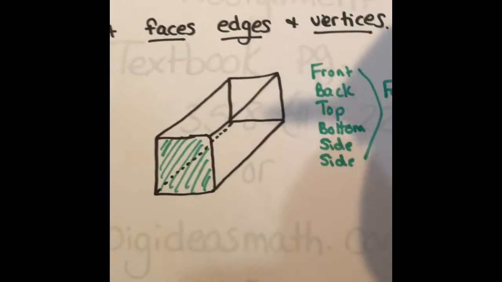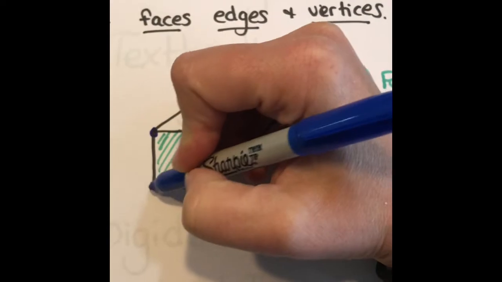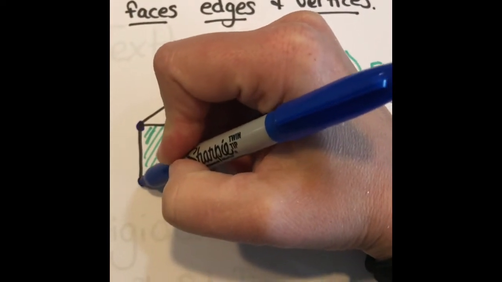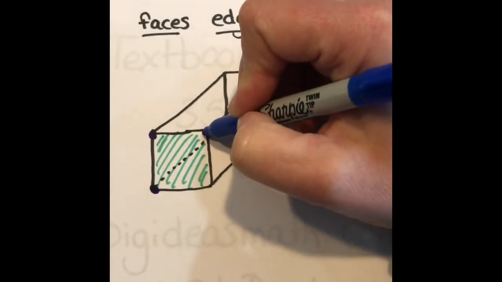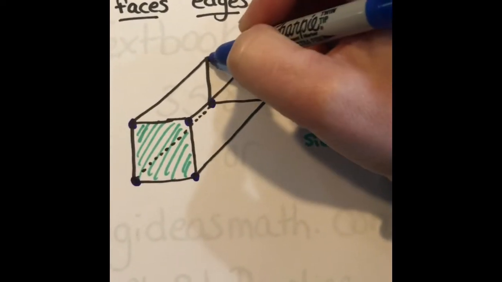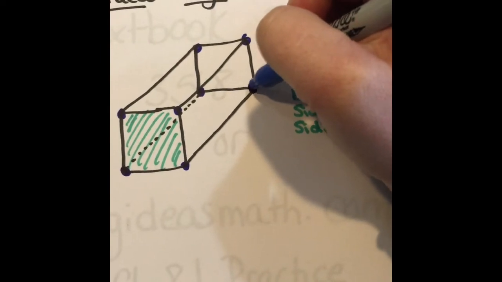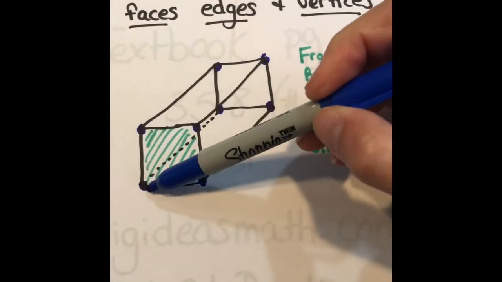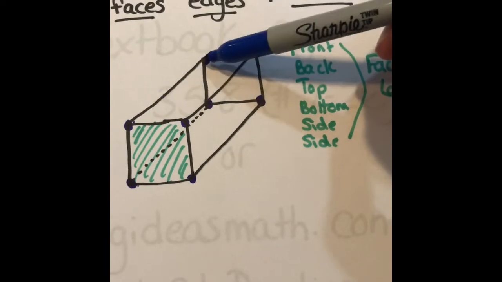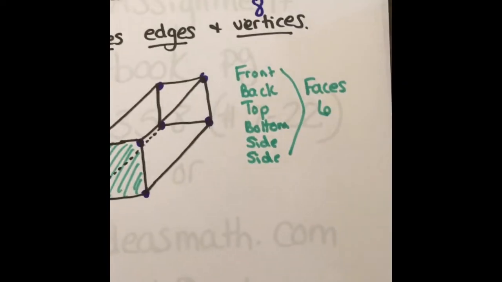Okay, the next one I want to talk about are the edges, or the vertices. So this is what I like to do to count the vertices. I like to just draw a dot in each of the corners because that's what my vertices are. If you draw a dot, then you can easily count them. So I have 1, 2, 3, 4, 5, 6, 7, 8. So vertices would be 8.